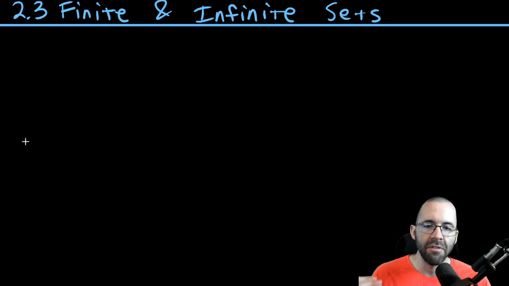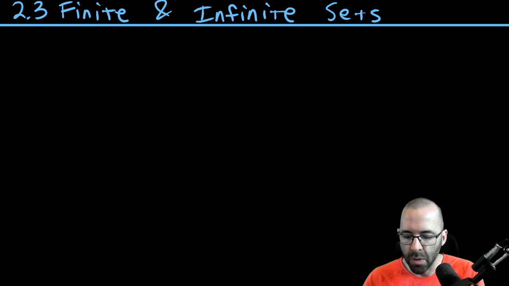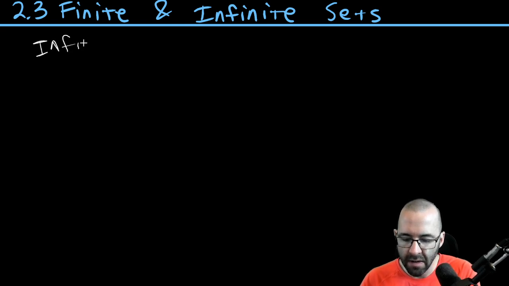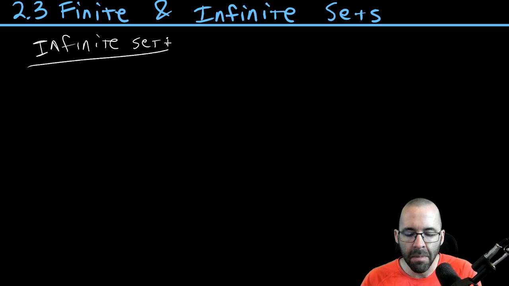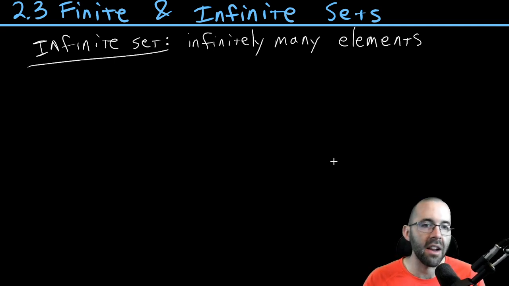To talk about whether sets are finite or infinite, the main thing to think about is not how big the things are, but how many things are in the set. So when we say infinite set, that means there are infinitely many elements in the set, okay? It has nothing to do with the size of the elements, but just how many there are. And similarly for finite, okay? A finite set will have finitely many elements.